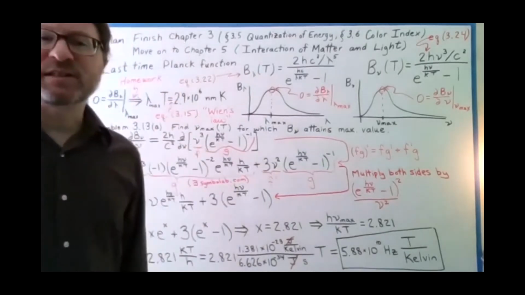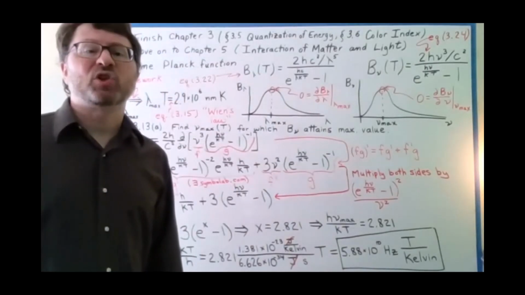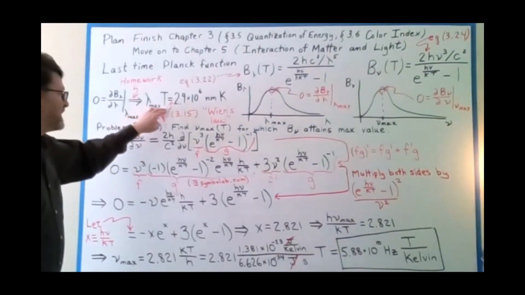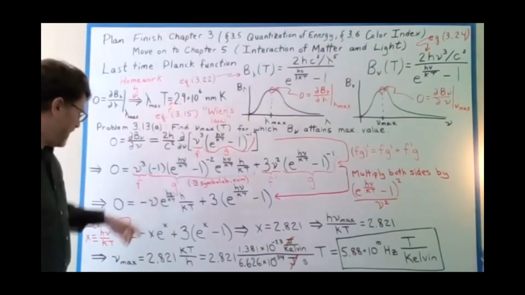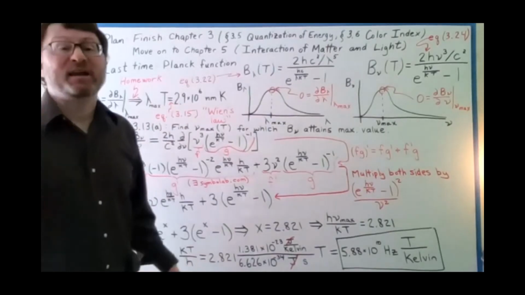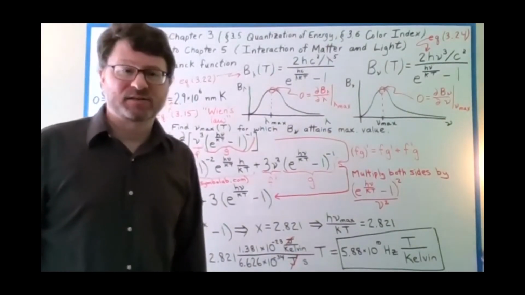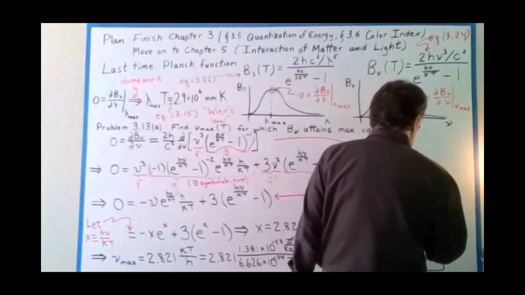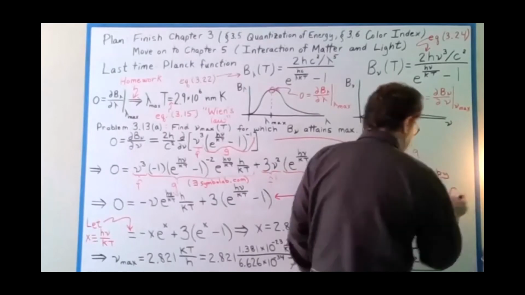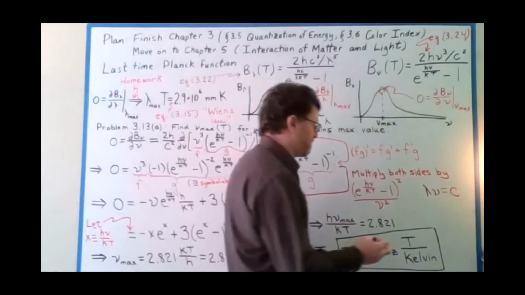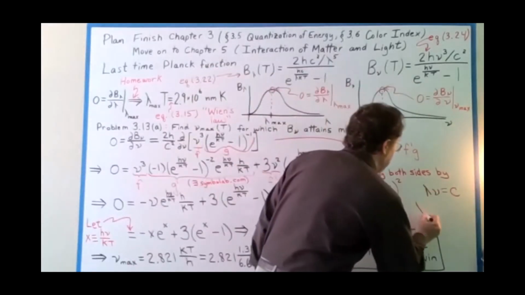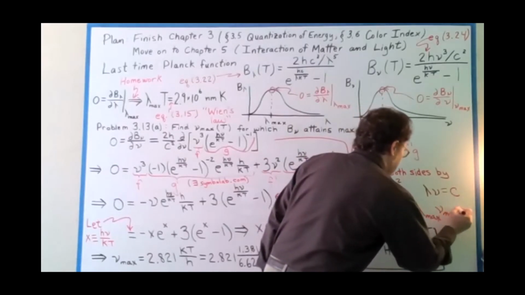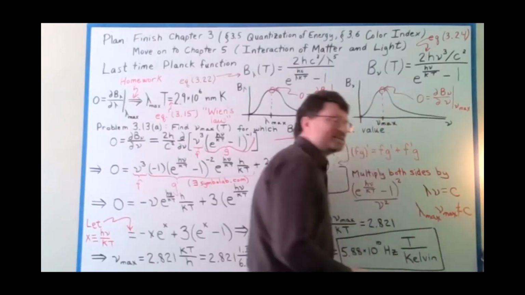So you see, this is the equivalent of Wien's law back here. Just like lambda max times T is a constant, well, nu max divided by T would be a constant. And you might think that because lambda times nu is equal to c, that lambda max times nu max is equal to c, but you'd be incorrect. That's not the case.